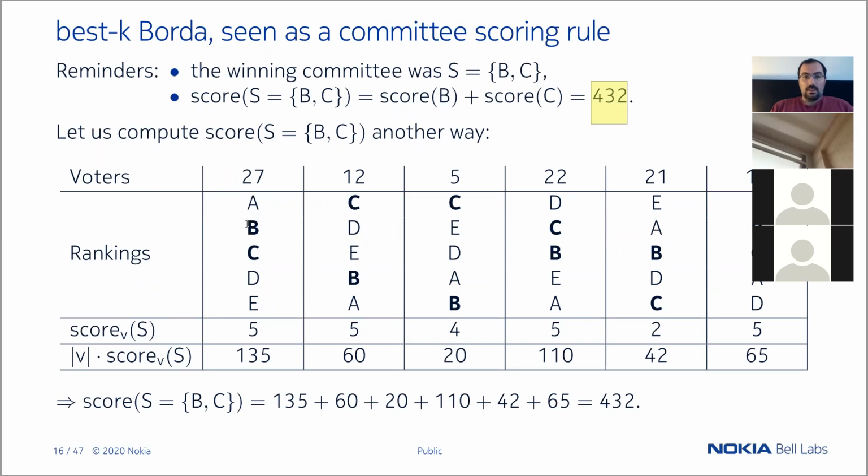But we can compute this score another way, voter by voter, instead of candidate by candidate. So, for example, this voter, for the committee B and C, gives 5 points because there are 3 candidates below B and 2 candidates below C. That makes 5. And when you multiply this 5 by the number of voters, you have 135. If you sum all this, you will of course find the same amount, which is 432. But here we have computed this score voter by voter, instead of candidate by candidate.